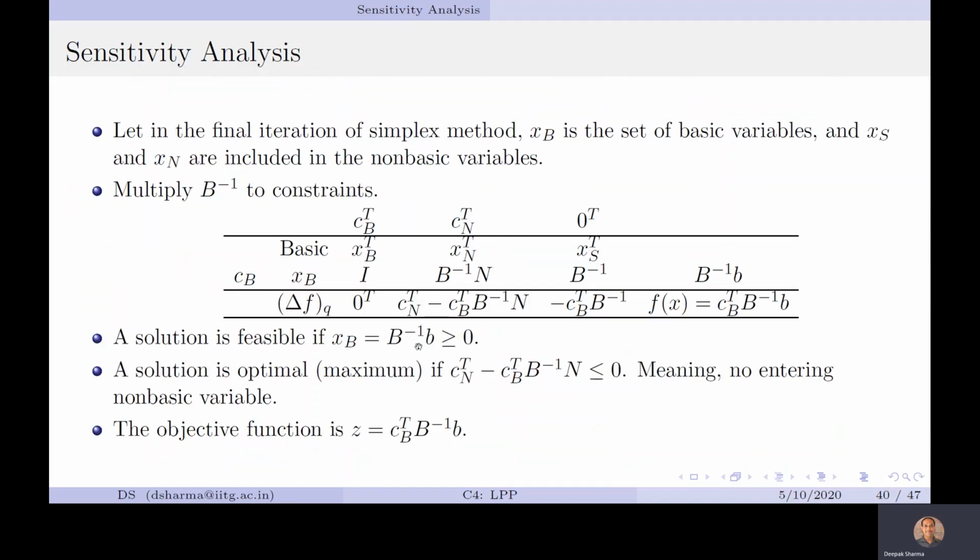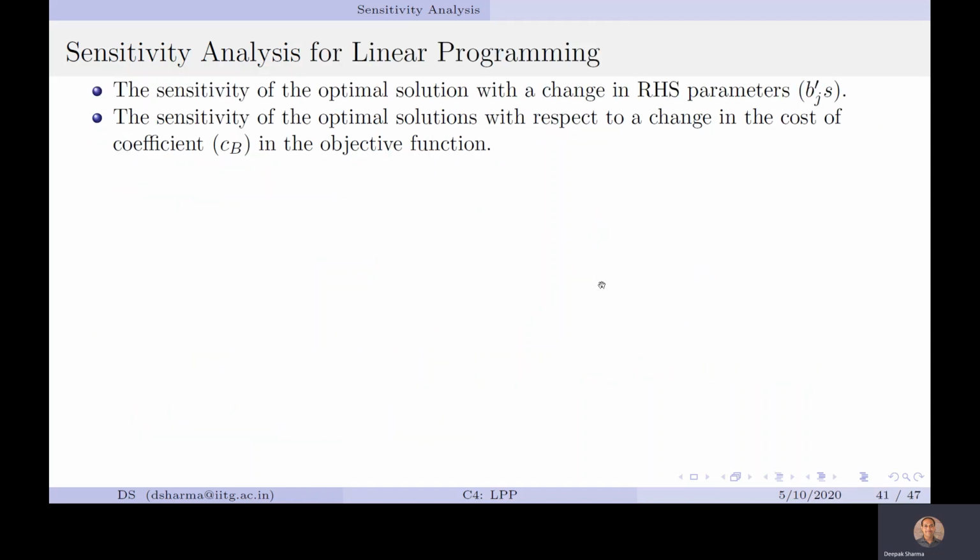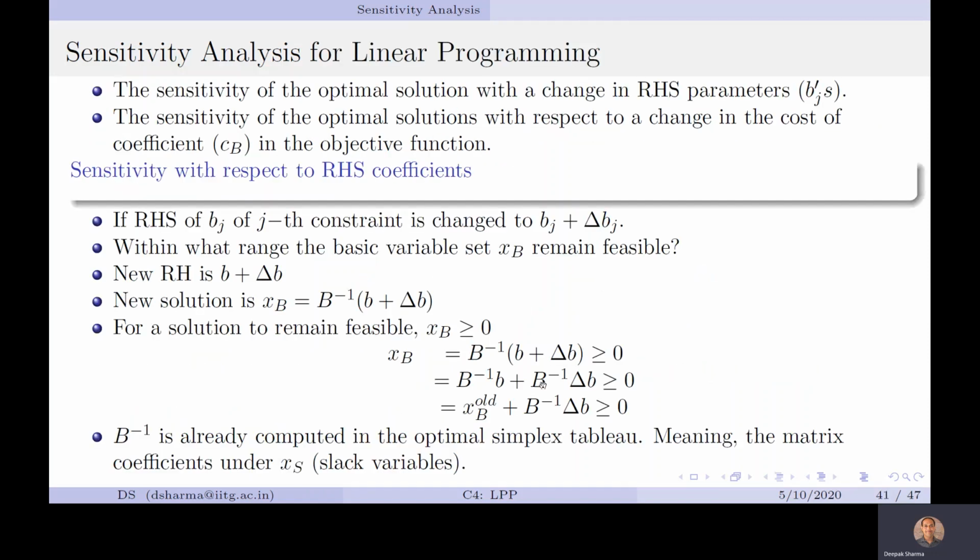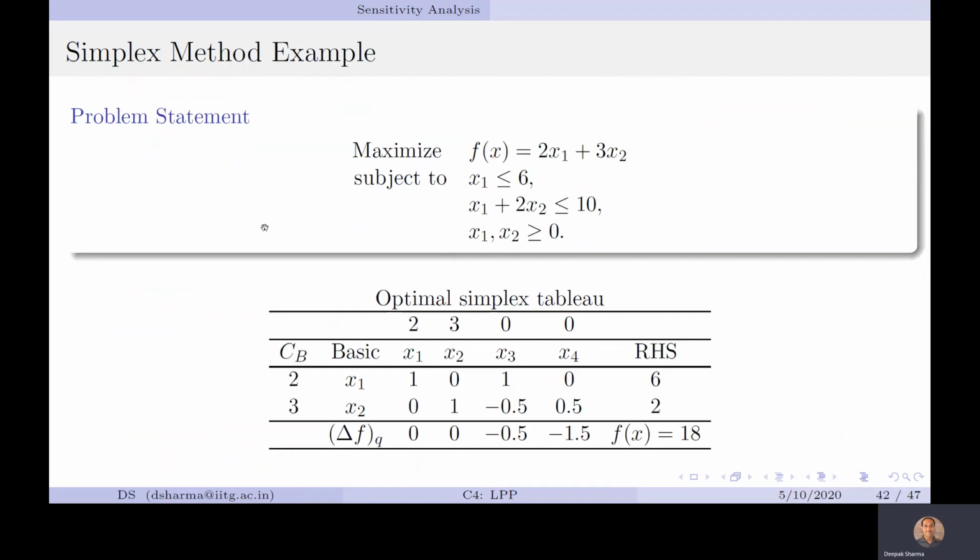So let me go back. Now you see the column corresponding to xs, which is the slack variable, you can find which is b inverse. So if I'm using the simplex method, the optimal simplex table will already give me b inverse, so I don't have to calculate it otherwise. So this b inverse, if I multiply it with the change, I can see whether this new change will make our solution feasible or not.